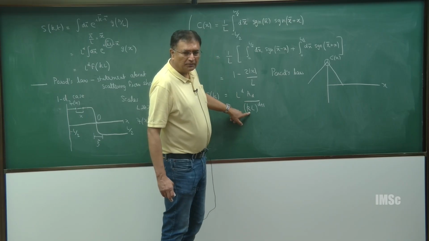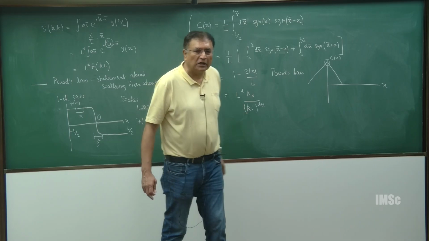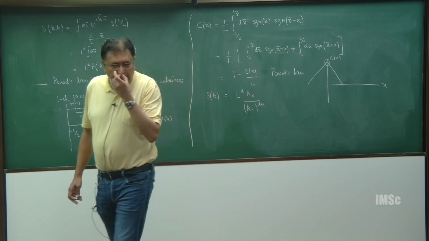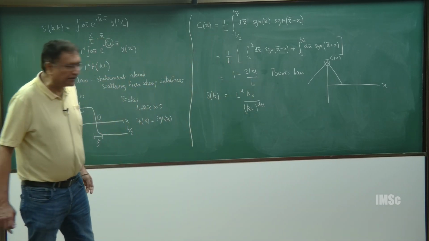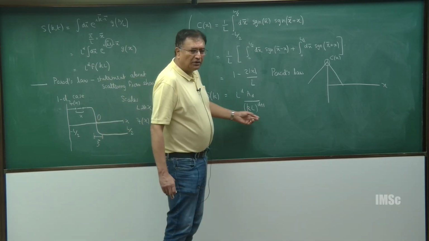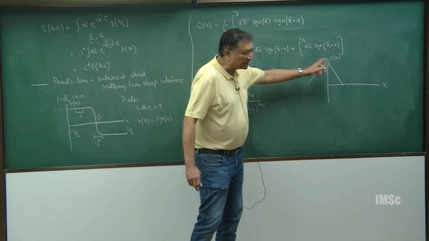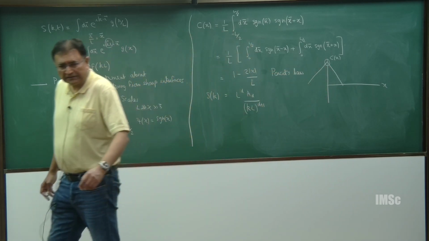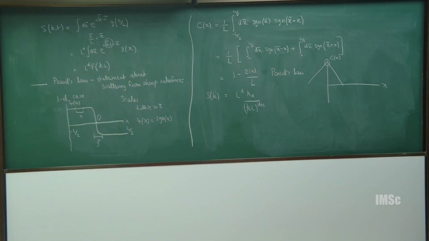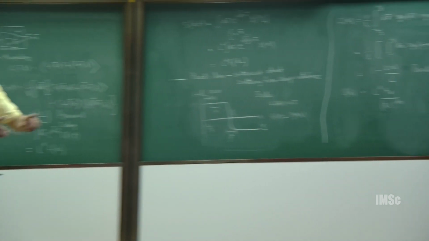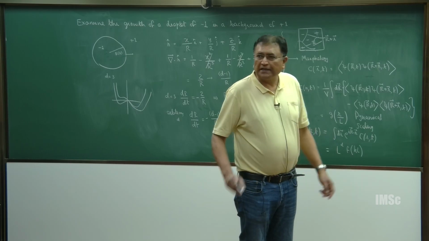Because normally you would expect a structure factor to have a Gaussian behavior at large K. That's a normal expectation. But here you have a power law, which is a consequence of this singularity and of scattering from sharp interfaces. Of course, we don't really have sharp interfaces, and maybe I'll remark on that a little later. Any other questions?